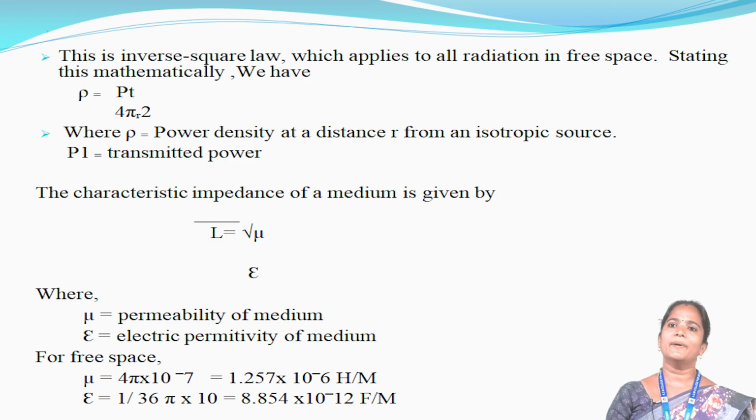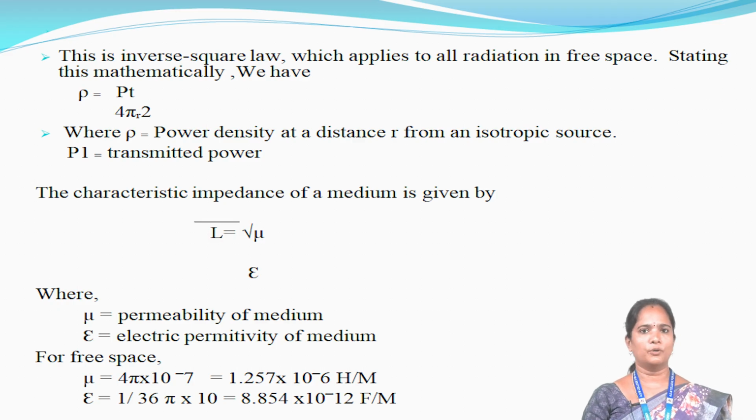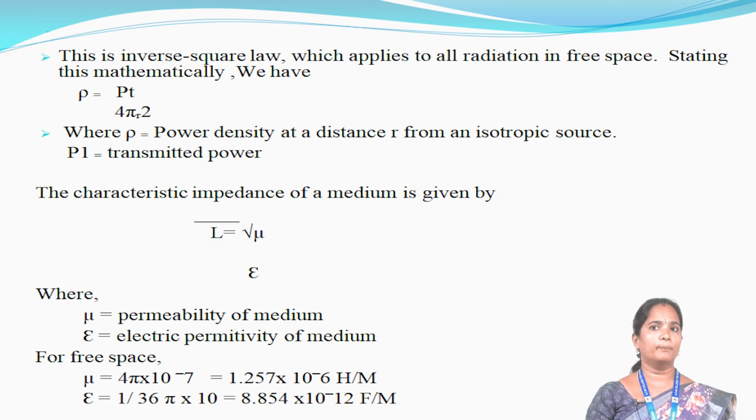They are measured in volts per meter and amperes per meter. The characteristic impedance of the medium is given by Z0 equal to root of mu by epsilon, where mu is the permeability of the medium and epsilon is the electric permittivity of the medium. For free space, mu equals 4 pi into 10 power minus 7, which is 1.257 into 10 power minus 6. Epsilon equals 1 by 36 pi into 10 power 9, which is exactly 8.854 into 10 power minus 12.